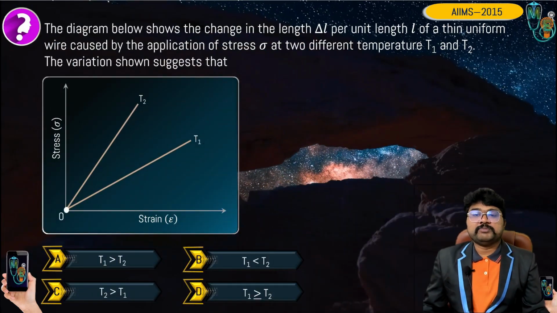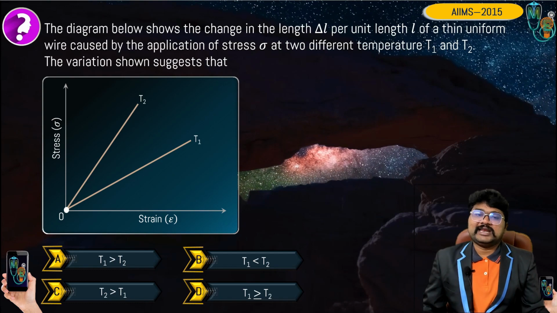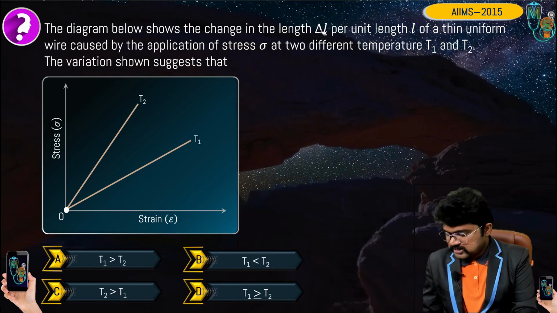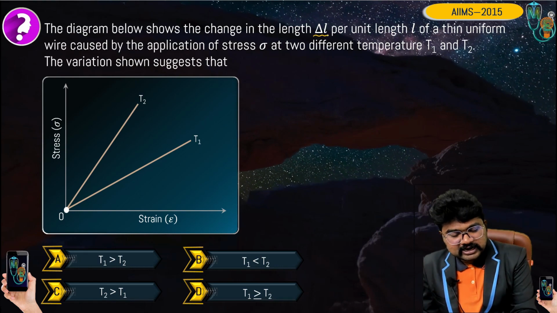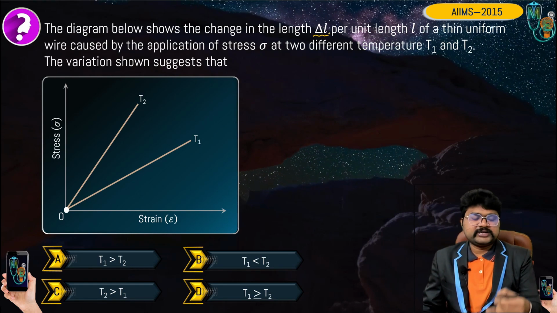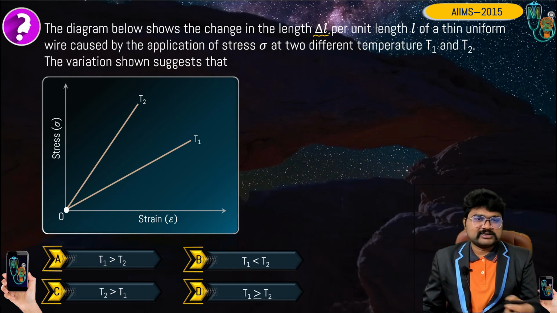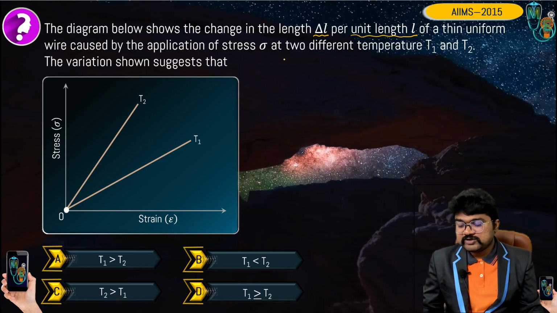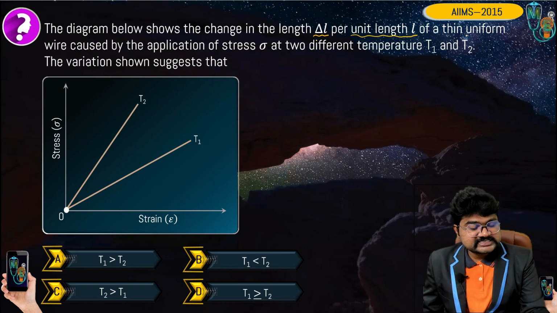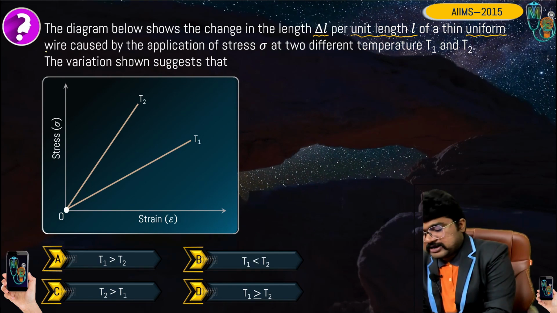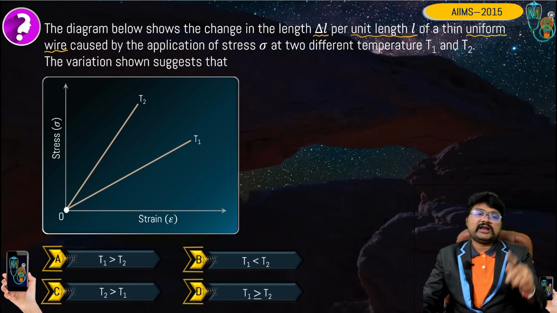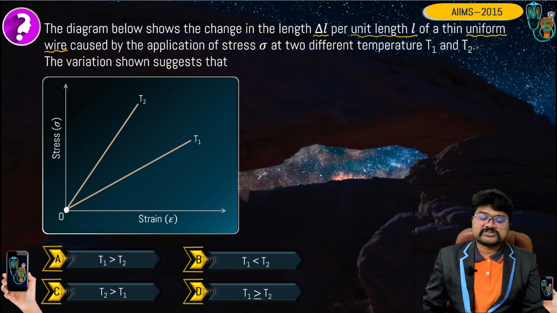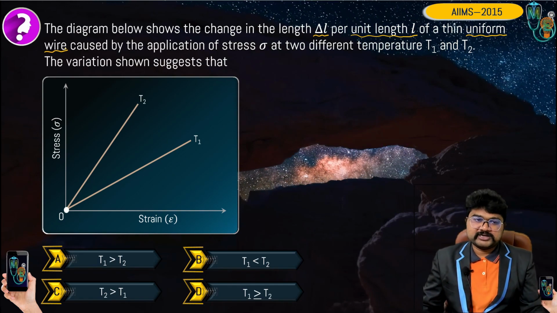The diagram below shows the change in length delta L per unit length. Actually, in this question only delta L is mentioned. So if it is delta L on the x-axis, they will give delta L per unit length. A thin uniform wire of a single material at different temperatures, caused by application of stress sigma at two different temperatures.